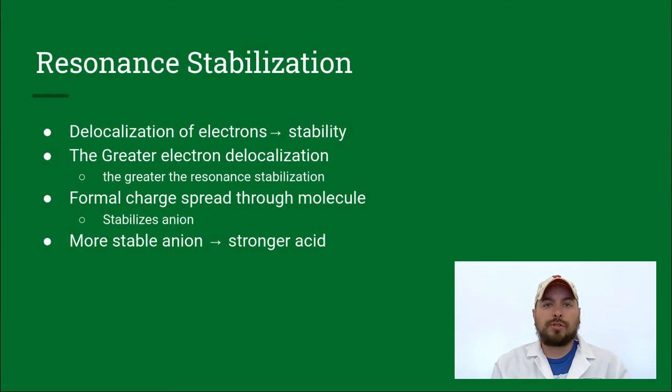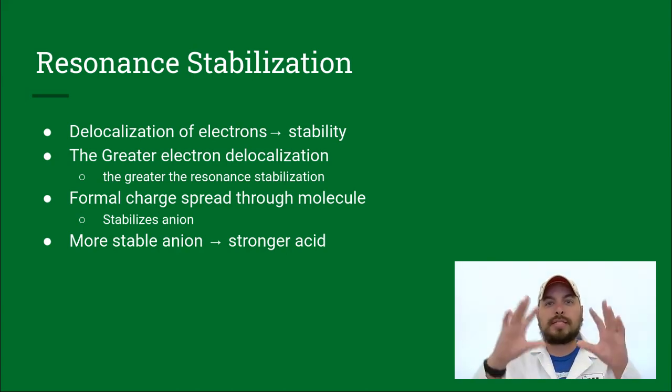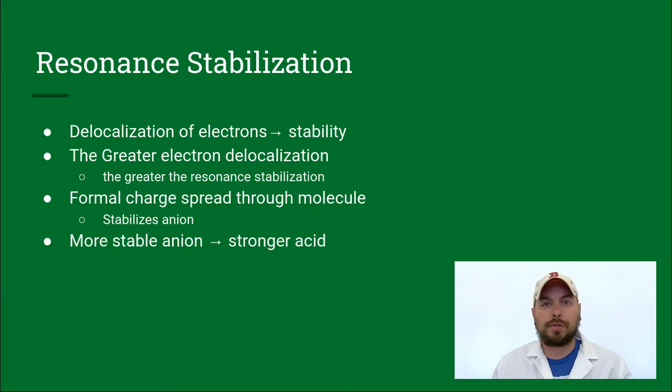One other way to strengthen an acid would be to inherently stabilize the conjugate base. And one of the most common ways to stabilize a conjugate base is through the process of resonance. Resonance stabilization, which is the delocalization of electrons, decentralizes a formal charge. So the formal charge gets spread across the entirety of the molecule or ion, which is going to overall stabilize an anion from an acid. The more stable the anion becomes, the stronger the acid becomes.